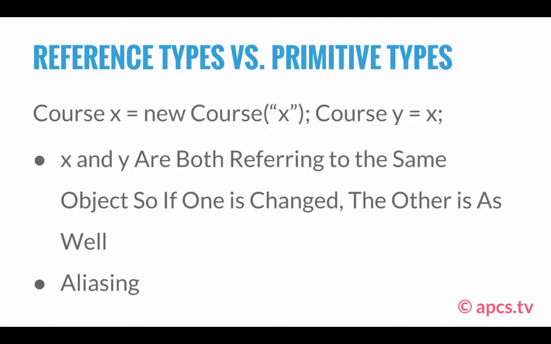And this is something known as aliasing, and it's actually a very bad programming technique, because if I were to say that y.name equals, let's say, "y", then the name of the x course object would also become "y". And in that way, a programmer can unintentionally change the value of an object that he or she would not like to change. And that's the difference between reference and primitive types. So with primitive types, when you set two things equal to one another, one being changed does not affect the other. But when you do that with reference types, they refer to the same memory, so both are changed at the same time. And this is a bad programming technique known as aliasing.